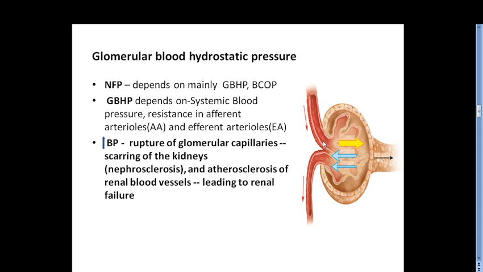Then the resistance in the afferent arteriole as well as the efferent arteriole. So the vascular wall resistance in the afferent arteriole differs from the efferent. Here you can see that the afferent arteriole diameter is more, whereas the efferent is less. So that's why there is much higher pressure in the capillary tuft, or glomerulus.